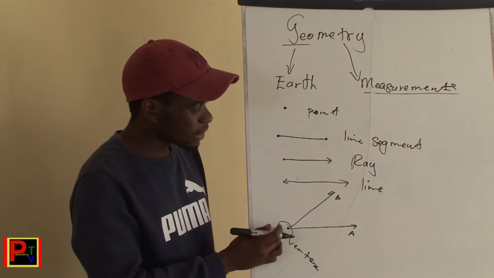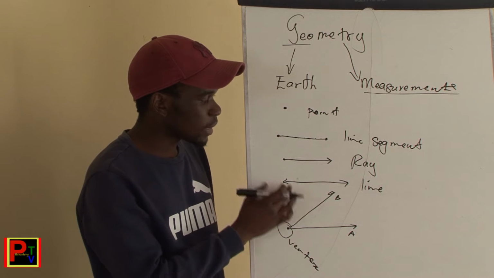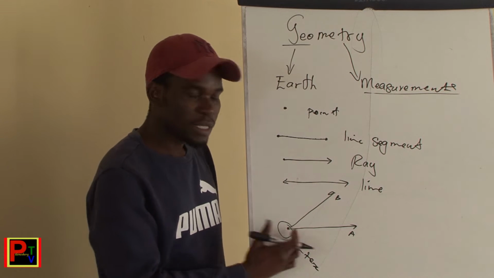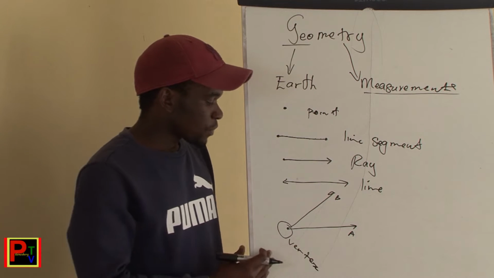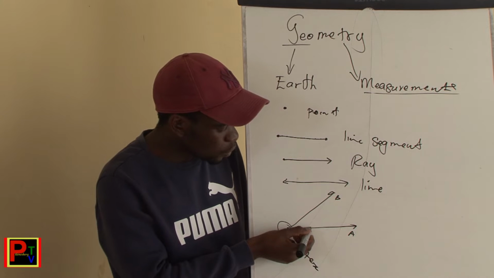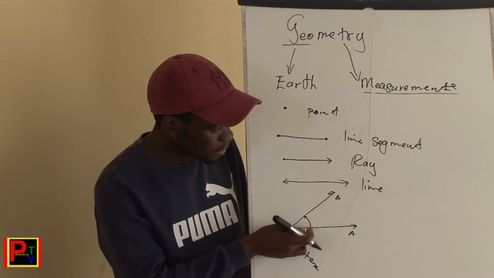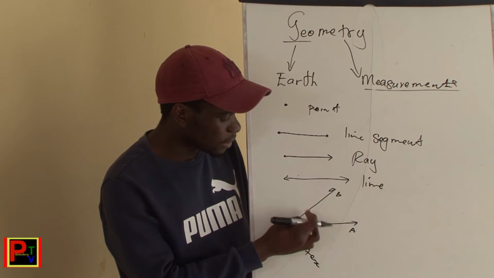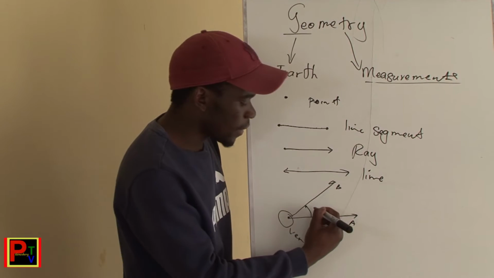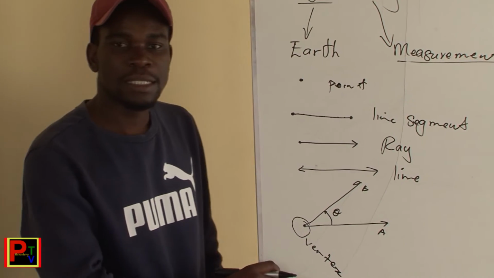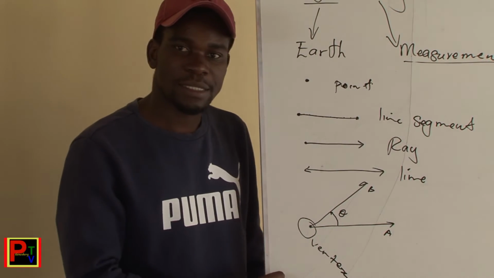Now, let's say we name this line, line A, and this line is line B. So you can tell that these are two rays. They have the starting point and they don't end. Then in between we can have the distance between them. Now, we call that an angle. Now, an angle is measured in degrees or radians.